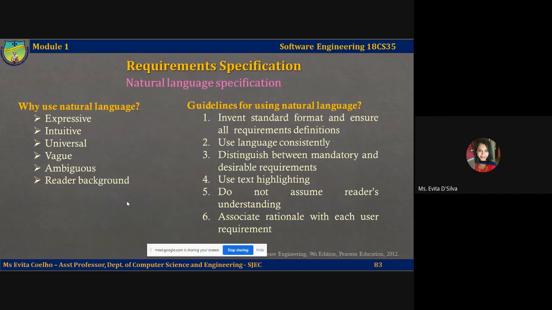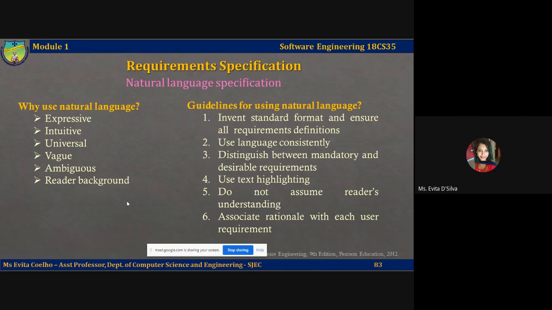Let's look at the natural language specification. Firstly, why use natural language to specify requirements? Natural language has been used to write requirements for software since the beginning of software engineering. It is expressive, intuitive, and universal. It is also potentially vague, ambiguous, and its meaning totally depends on the background of the reader and how he interprets what is written. As a result, there have been many proposals for alternate ways of writing requirements. However, natural language still continues to be one of the most widely used ways of specifying system and software requirements.